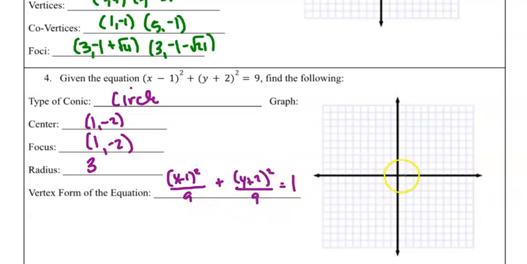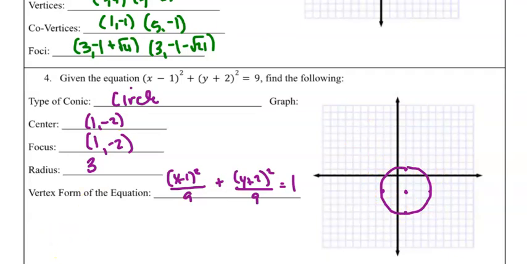And there I am. So when I graph this, I put in the point 1, negative 2 for the center, and then I go up, right, down, and left all by 3, and I sketch in my circle.